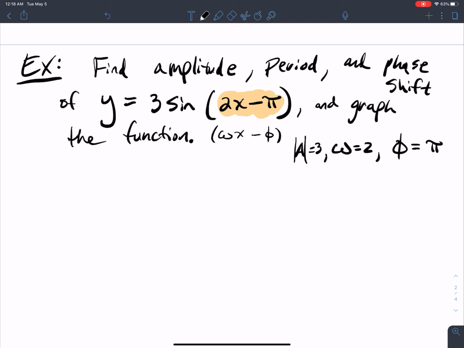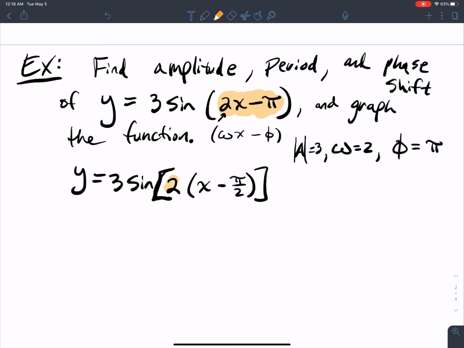Now, I can factor out, so y equals 3 sine of, let's factor this 2 out here, and that leaves me x minus, now if I pull a 2 out of pi, that means I have to divide by 2. One way you can always check is if you distribute back in here, do you get the same thing back? And if I do, I get 2x minus pi, that's good. So we're good to go.